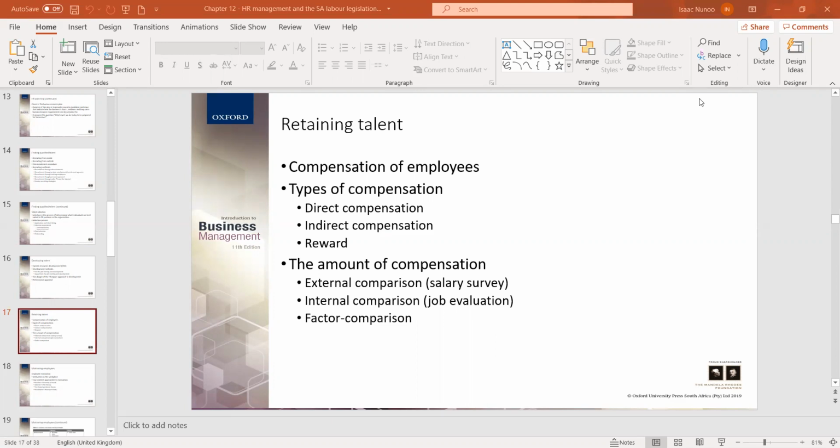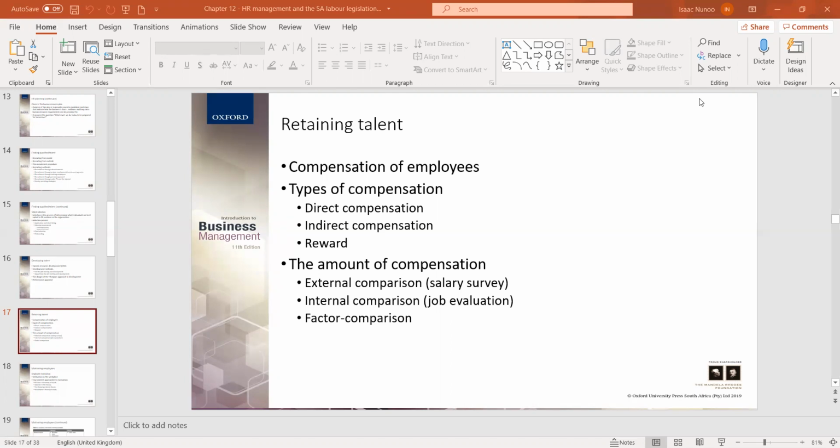Now, most companies try to use what we call the piece wage system. The piece wage system tends to make sure that there's no distinction between productive and non-productive workers. Here, the employee is compensated for the work he or she performs, regardless of the time taken to perform the work. So that is what we call the piece wage system.